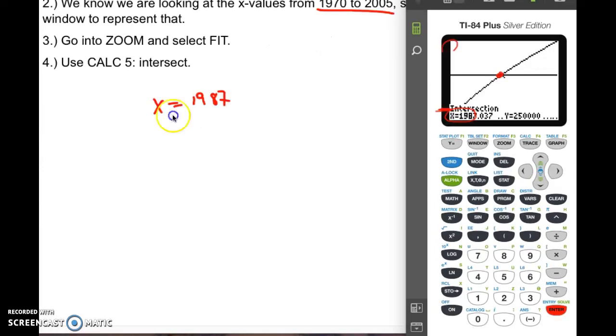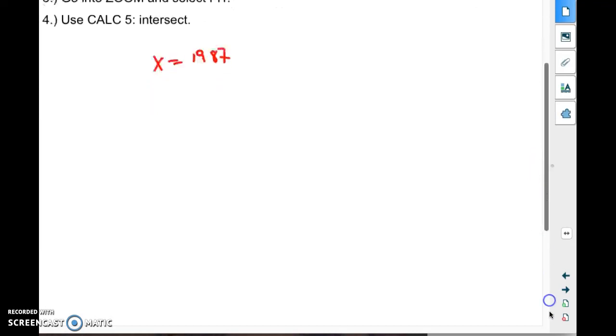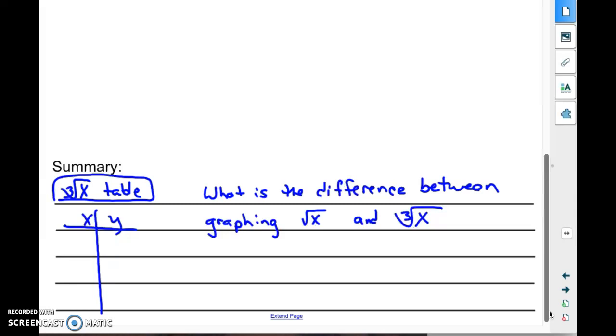So just like before, x is equal to 1987. And for our summary today, I'd like you to write in your cube root table of those values starting with -8, and then answer the question, what is the difference between graphing the square root of x and the cube root of x? I asked for the difference. Maybe you'd rather say how are they the same, or maybe you want to do both. Remember, this is your summary. Put in what you need.